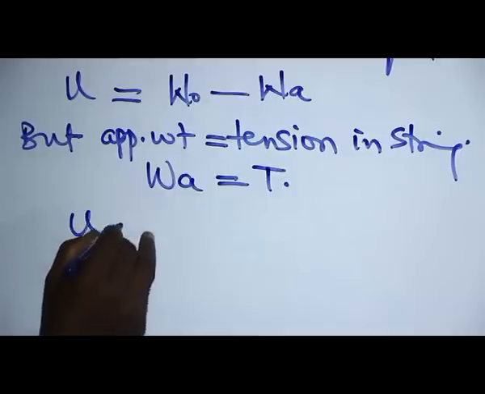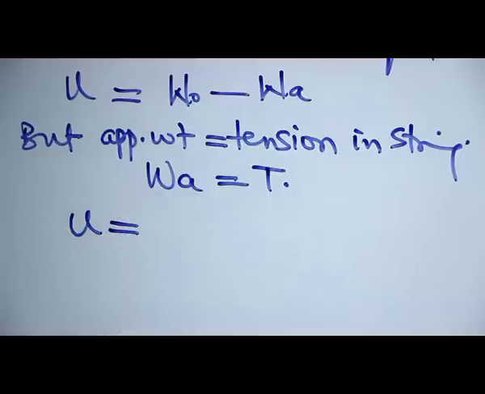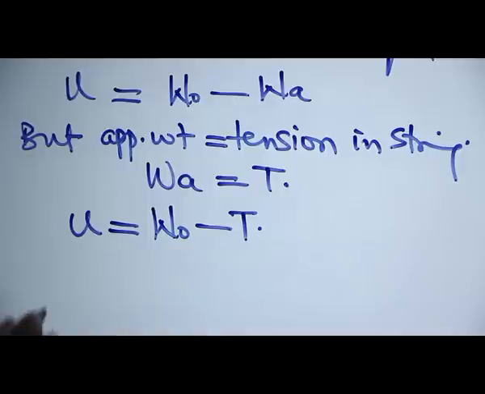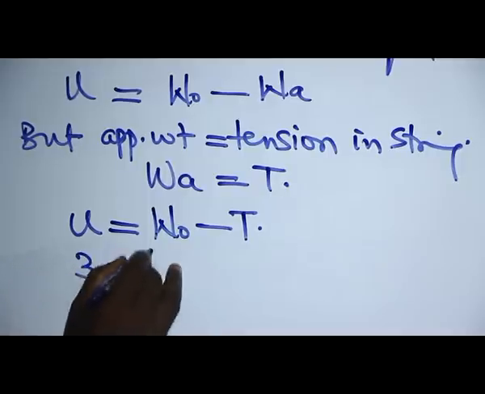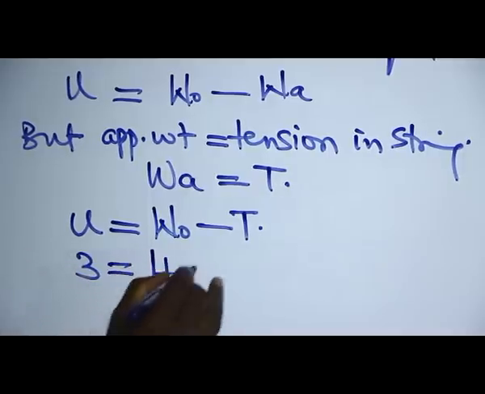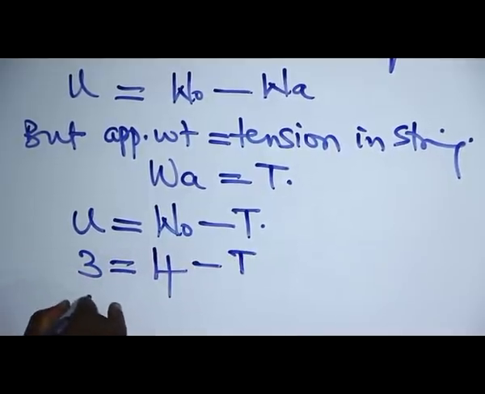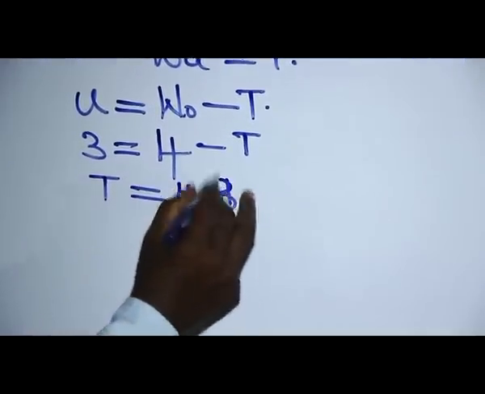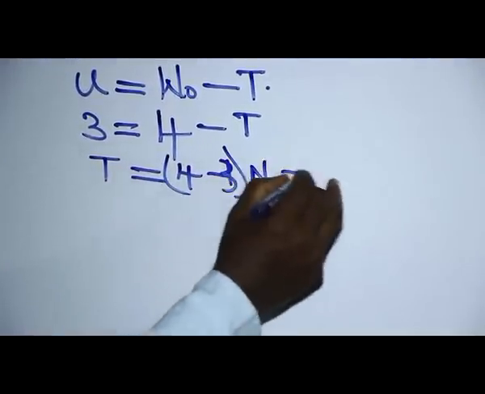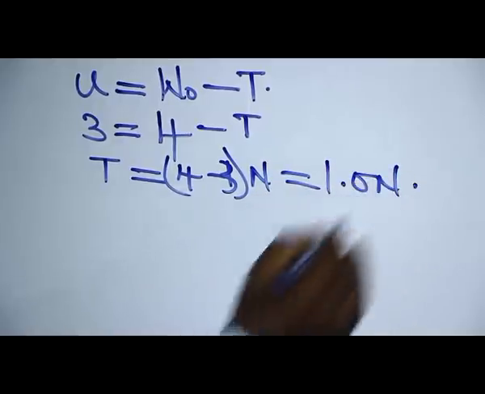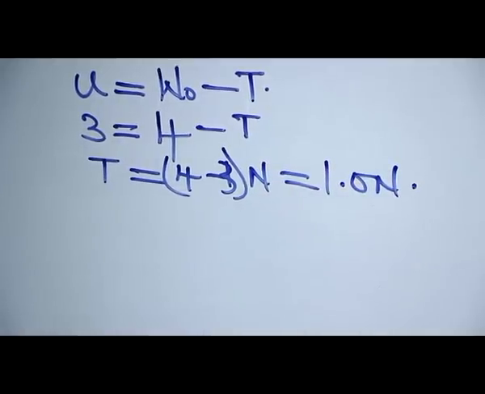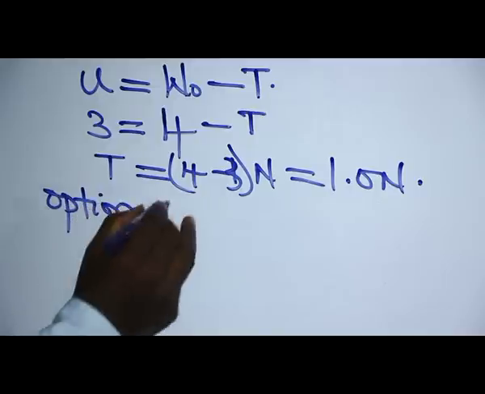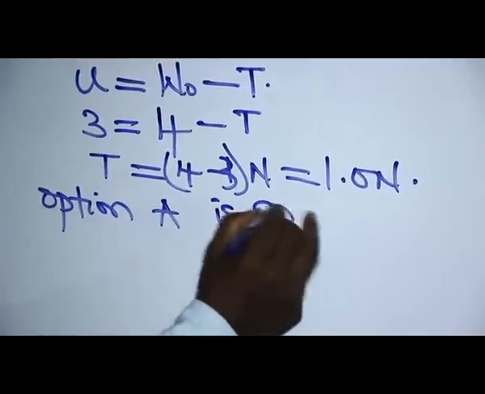So we can rewrite the equation: upthrust is weight in air minus the tension. The upthrust is 3. The weight in air is 4 minus tension. That means the tension in the string is 4 minus 3 Newton, and this is 1.0 Newton. By this solution, option A is correct.